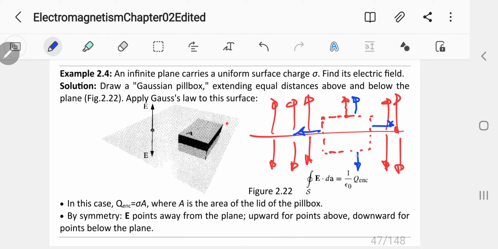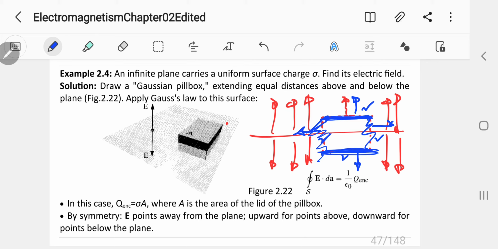So there are 1, 2, 3, 4 surfaces, but this surface and this one will contribute nothing to the flux because the angle between the electric field and the differential area is 90. So cosine of 90 is 0. So only this surface and this surface will contribute to the flux. And in that case also the theta is equal to 0.